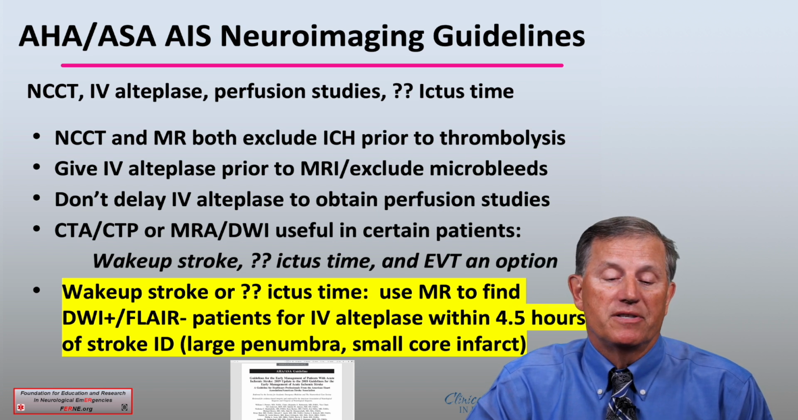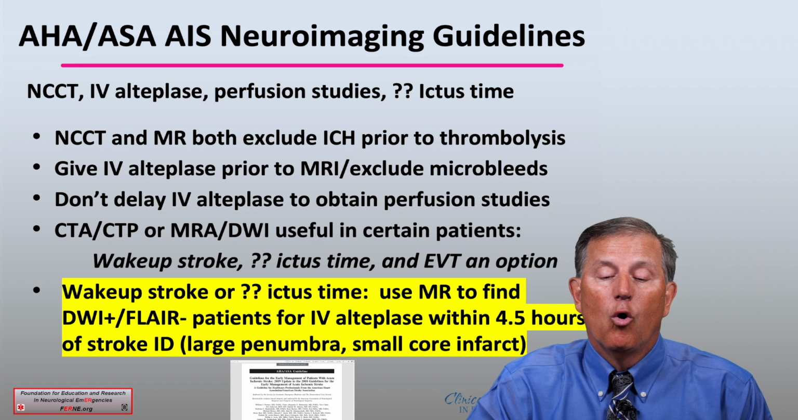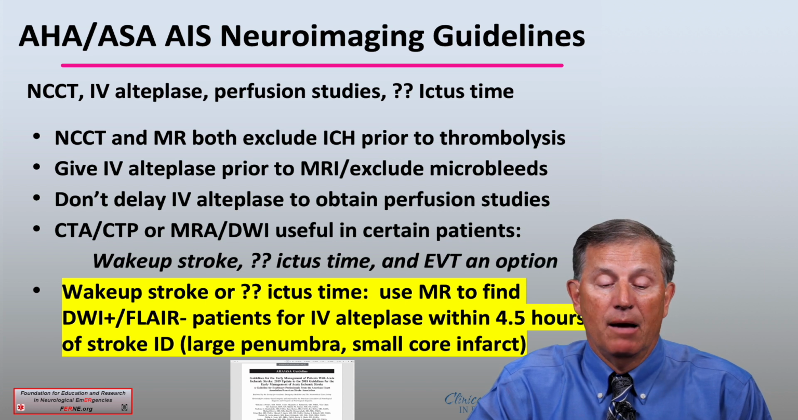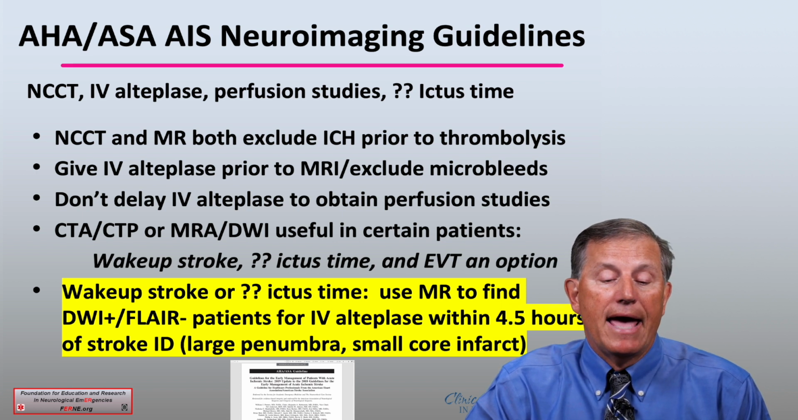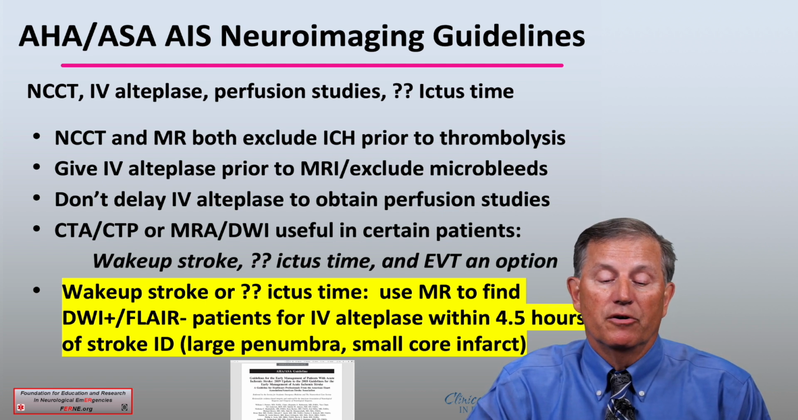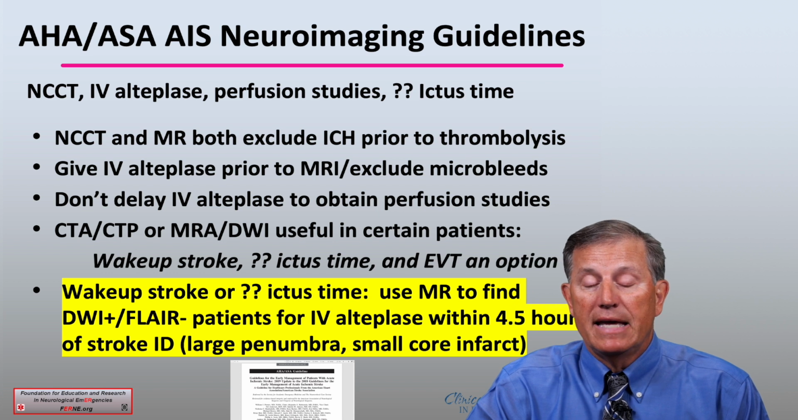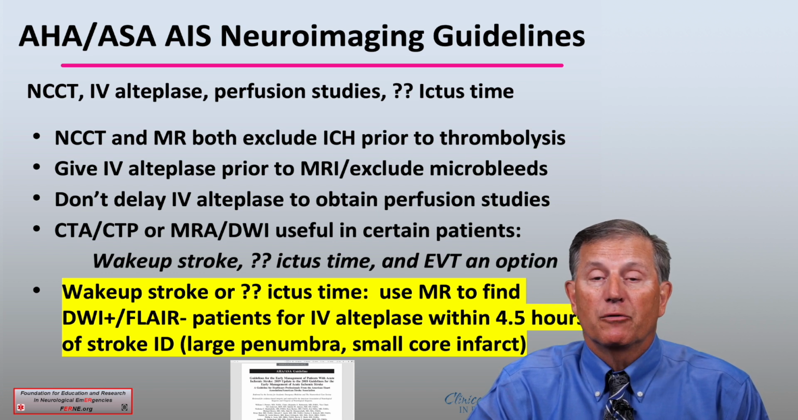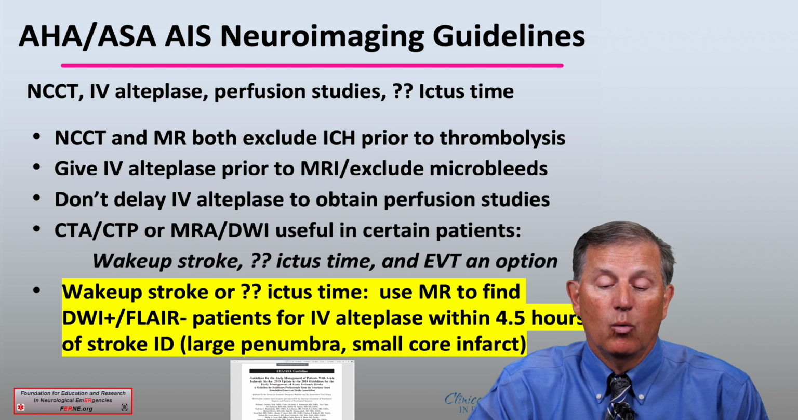The recommendations state give IV alteplase or other thrombolytic therapies prior to MRI or the exclusion of microbleeds on MR. Don't delay IV alteplase to obtain perfusion studies if you don't have those in your center. And CTA and CTP or MRA DWI are useful in certain patients. Which are those? Those especially with wake-up stroke, unknown ictus time, or when EVT is an option beyond the IV thrombolytic therapy 4.5 hour window.